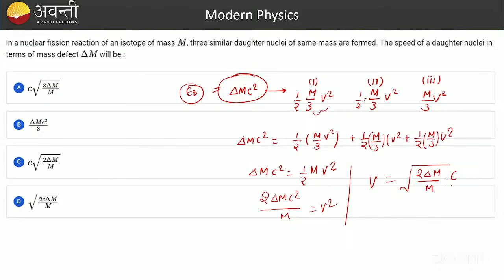C will be outside of this because the square is there. So this is the velocity that will be acquired by the daughter nuclei. Option C is the correct answer.